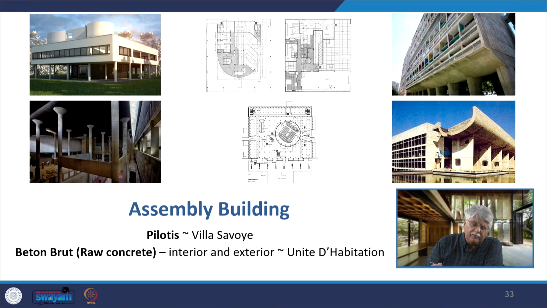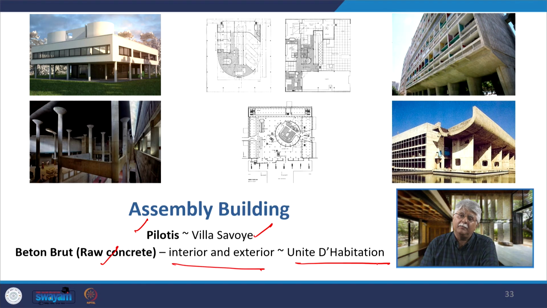Now in the assembly building there are Pilotis like in Villa Savoye, and there is also Béton Brut, or raw concrete, in interior and exterior, as you find in Unité d'Habitation. So both Villa Savoye's Pilotis and the Béton Brut of the Unité d'Habitation you find in the assembly building.